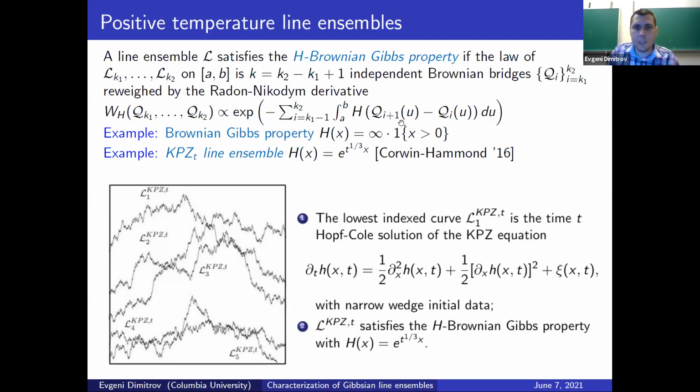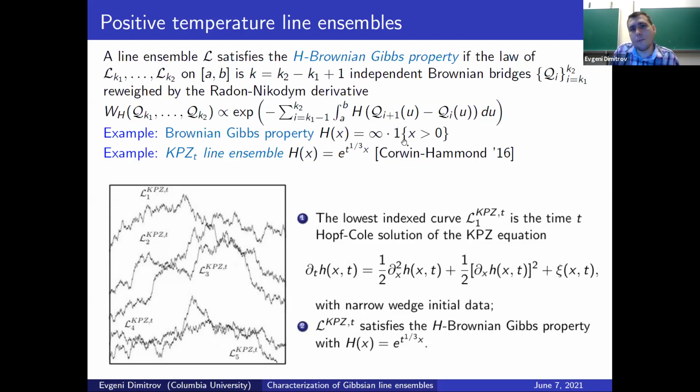Now, if the difference here is positive, what does that mean? It means that the i plus first curve went higher than the ith curve, which means that the order of the curves is broken. And any such path configuration is going to be reweighed by e to the minus infinity. So it gets a weight of 0. So anytime the curves go out of order, they get weight 0. And so these path configurations get no chance of occurring.